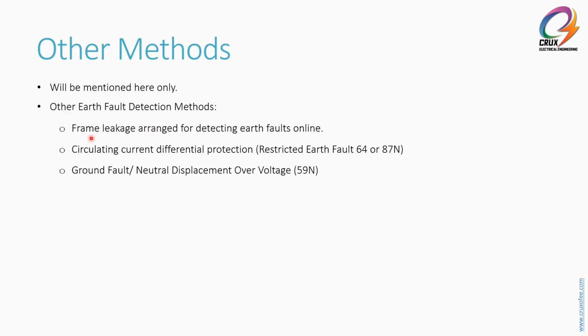So what are other methods that are available? We only mention them here because it will take some time to cover. I have a video on that, so please go through it. So we have the flux leakage arrangement for detecting earth faults online, and also circulating current differential protection, which we normally call REF, 64 or 87N, and also ground fault neutral displacement of voltage.